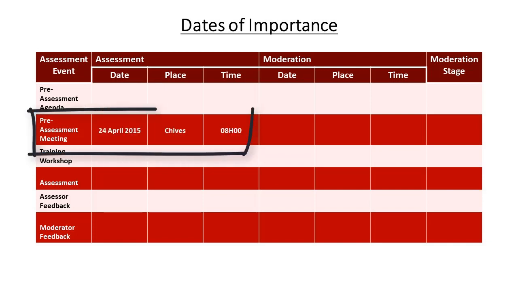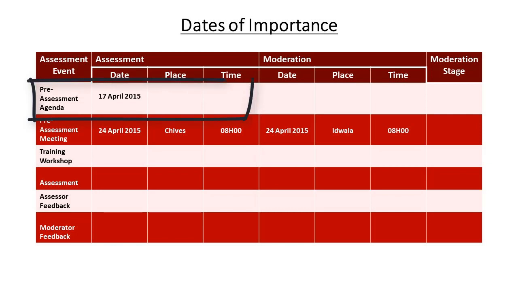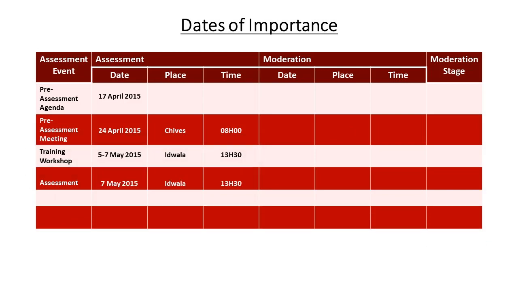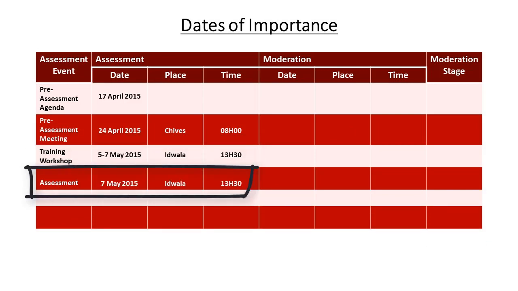The date of the pre-assessment meeting was 24 April 2015, held at Chives Corporate, and the time will be 8 a.m. The assessor handed the agenda of the pre-assessment meeting to the learners on 17 April 2015. The contact session, in other words the training workshop, was held on 5 to 7 May 2015. The date that the assessment took place was 7 May 2015 at 1:30 at Idwal Lime. That was the last day of the training workshop.